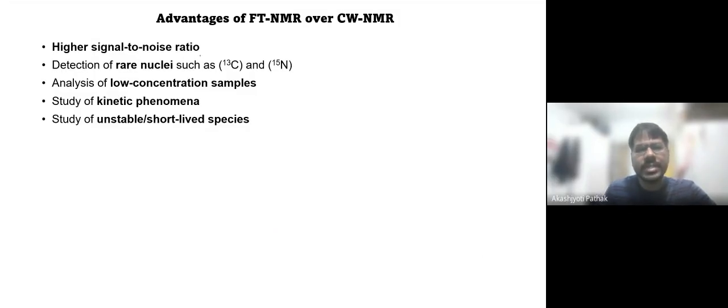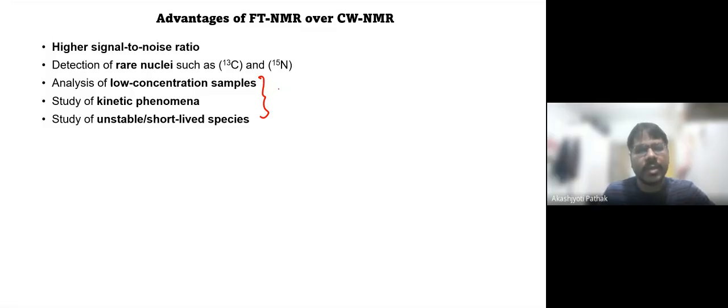The advantages of FT NMR over continuous wave NMR are that the signal to noise ratio improves for FT NMR compared to continuous wave NMR, and we can also detect rare nuclei such as 13C and 15N. Rare nuclei means that the abundance of these nuclei is low. For detection of signals from these nuclei, FT NMR can give you better signals compared to continuous wave NMR. And we can also analyze low concentration samples. We had discussed all these in the last lecture as well.